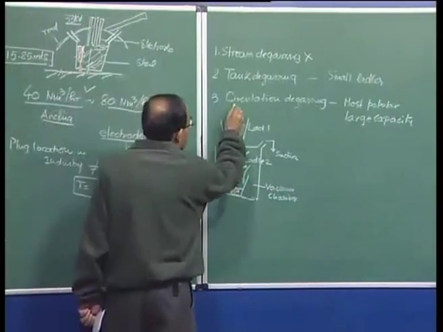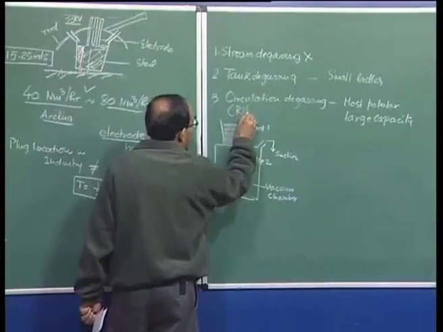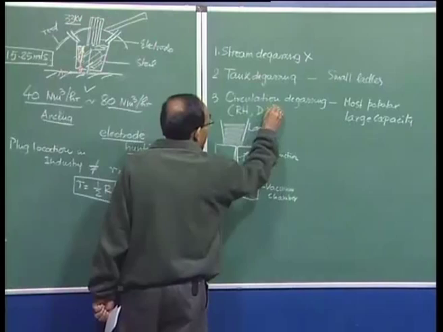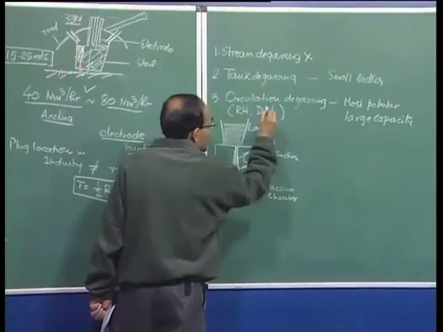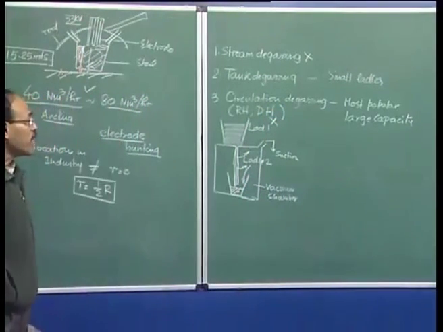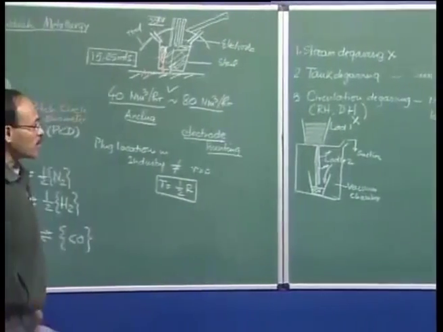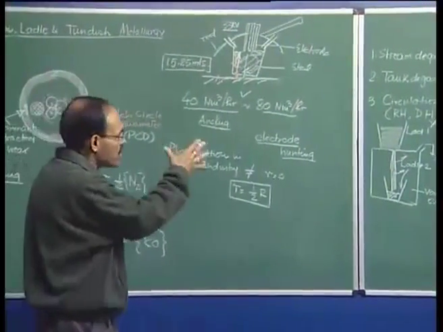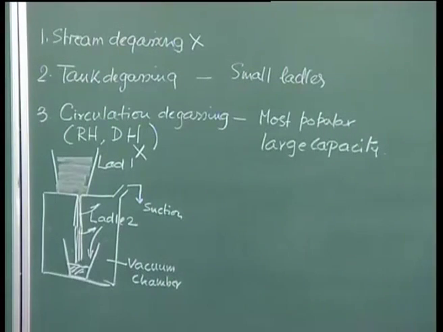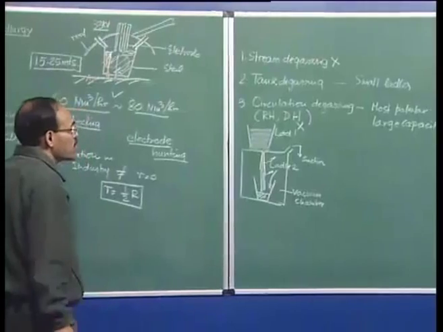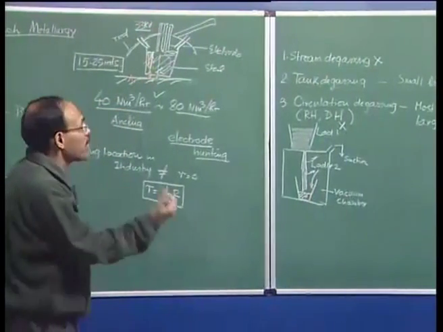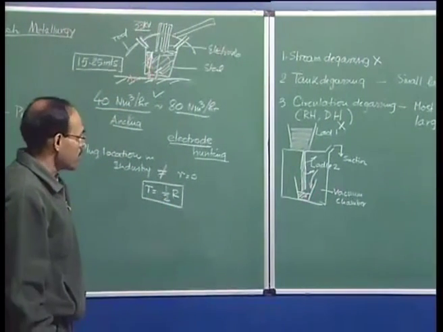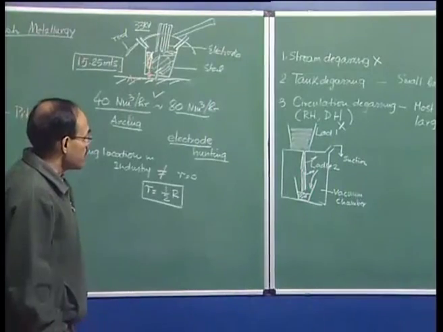Circulation degassing again has two different types. One is RH and one is DH, and this DH circulation degassing has become virtually obsolete today. It is the RH degassing process which is universal. Some versions of RH degassing are of course available, but the essence of this I am going to describe, and RH degassing is being applied in most of the large capacity steel plants on a routine basis.